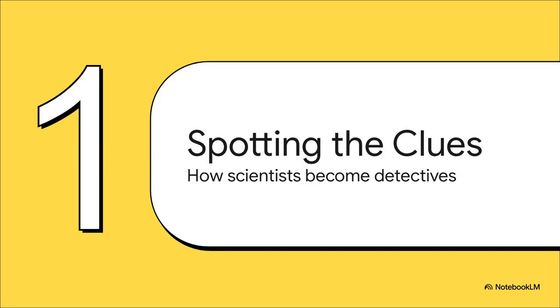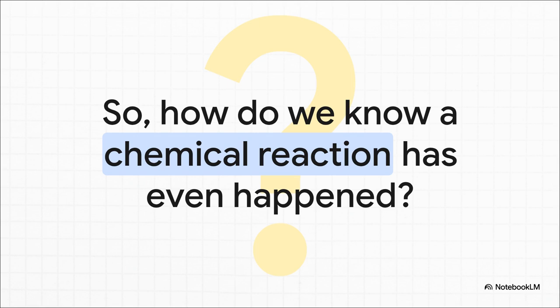Okay, so if we're going to understand all this, we need to start thinking like detectives. And our very first step, it's learning how to spot the evidence. The telltale signs that a chemical crime has even happened in the first place. It's a really good question, isn't it? We can't exactly see the tiny atoms rearranging themselves. So what clues do they leave behind for us? What are the fingerprints of a chemical reaction?